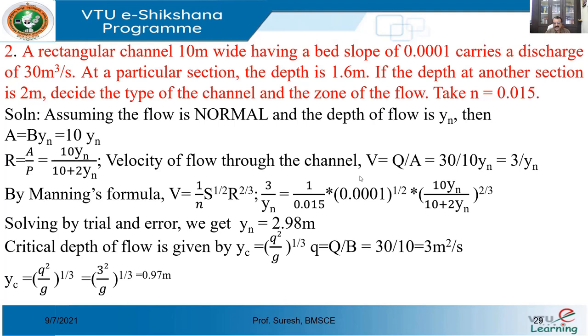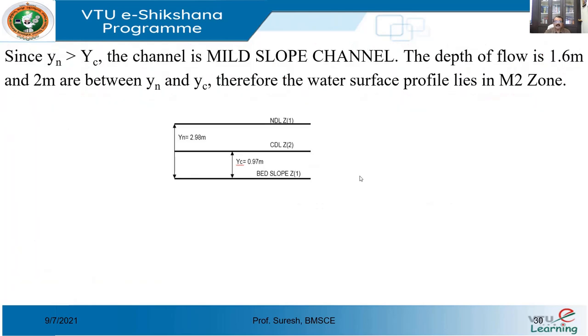So Yn is 2.98 and Yc is 0.97. With these two values, let us write the figure. Look at this. This is a bed slope. This is the critical depth line. This is the normal depth line. Above this normal depth line, you have zone 1. Between this normal depth line and CDL, you have zone 2, and below this CDL, you have zone 3. Again, there is a typo, kindly correct this. This is zone 3. Zone 1, zone 2, zone 3.